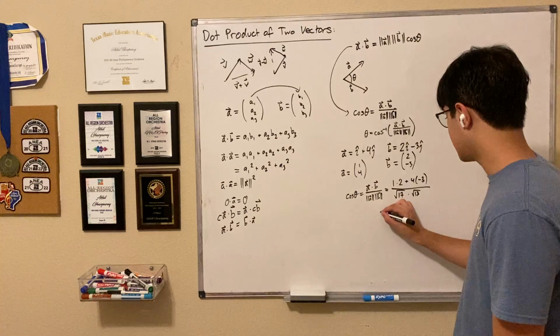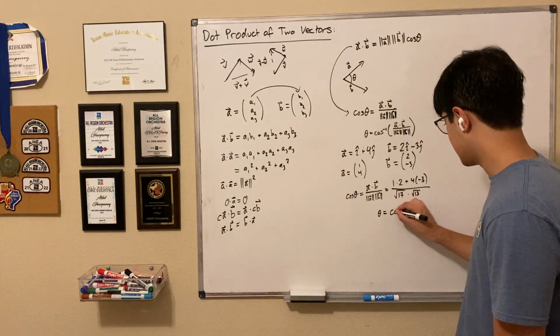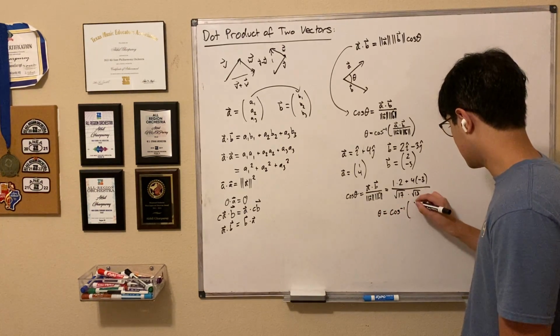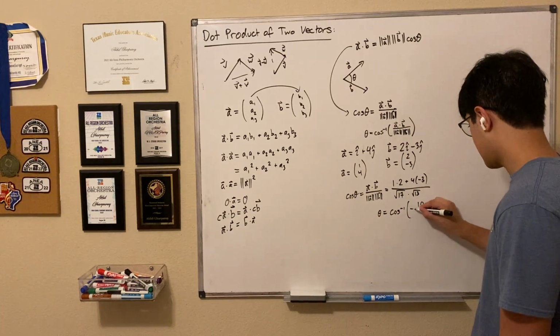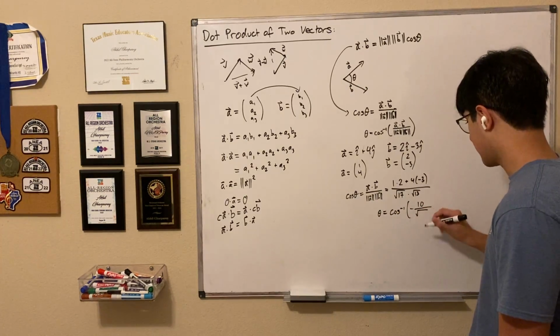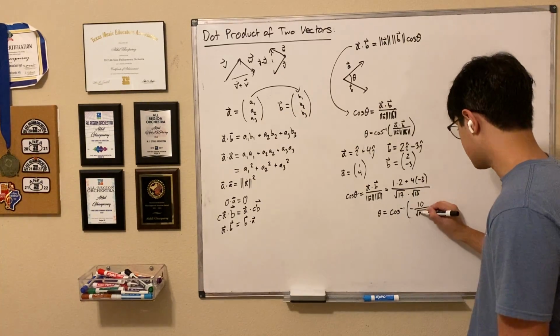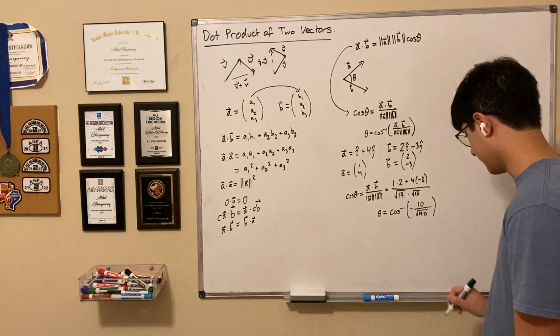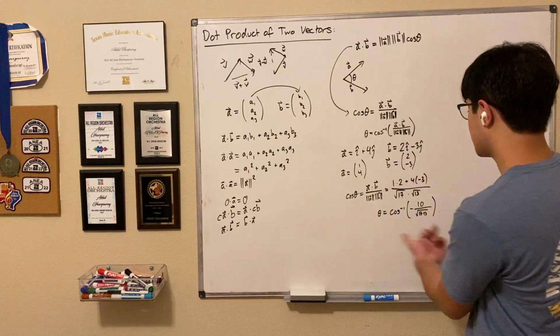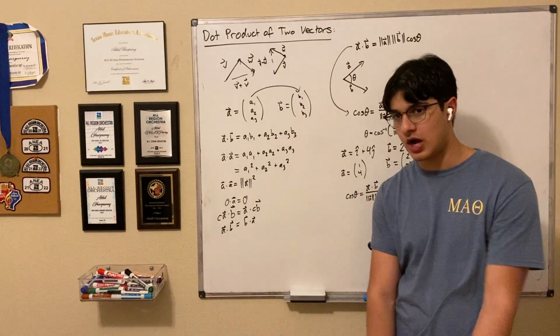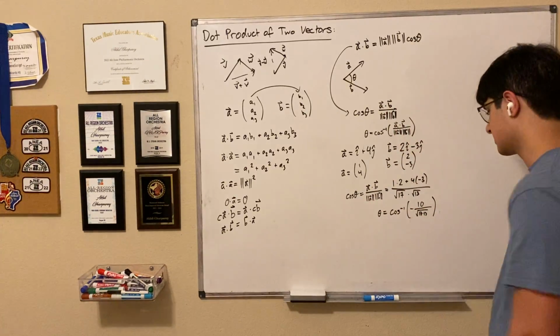I'm just going to leave it in this form and say that theta is the cosine inverse of 1 times 2 minus 12, which is negative 10, divided by the square root. I can't do the mental math in my head, so I'm just going to say this is 17 times 13. Now, what can we do with this information? We can always plug this into a calculator, but let's say you're not given a calculator and you want to make use of this information.